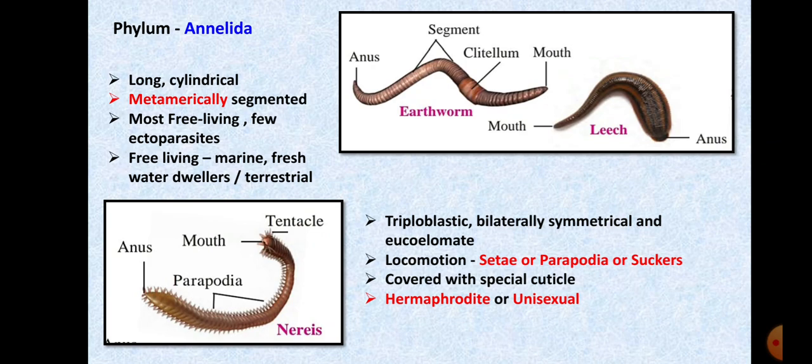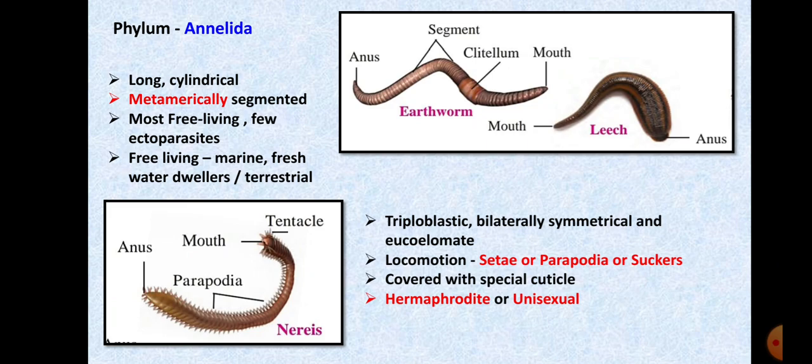Yes, okay. Triploblastic, all the three germ layers, bilaterally symmetrical. We have studied that if you consider an imaginary axis and cut the organism, it would give you two halves, and eucoelomate, true cavity is present, right? How do they perform the locomotion or movement? They have some organs like setae or parapodia or suckers.